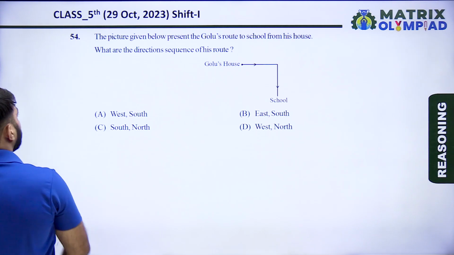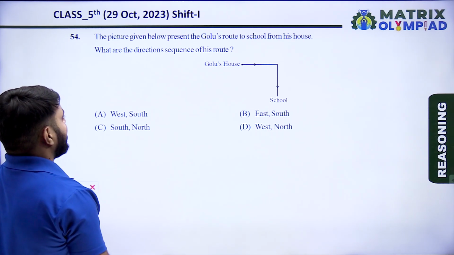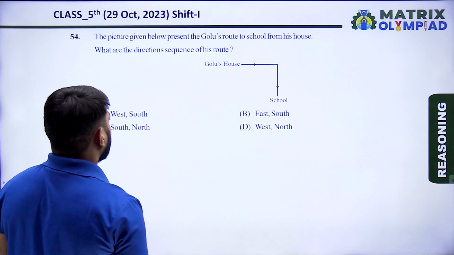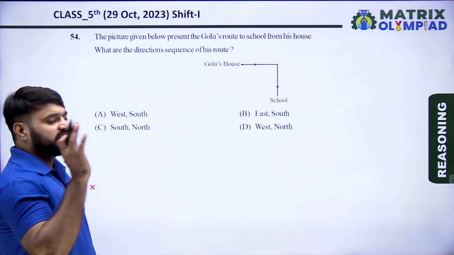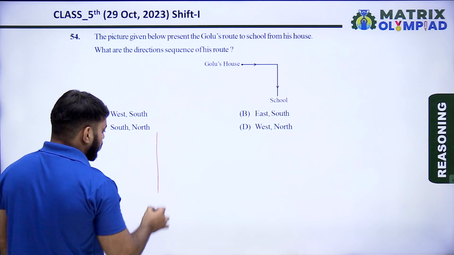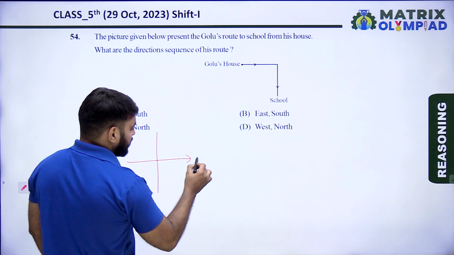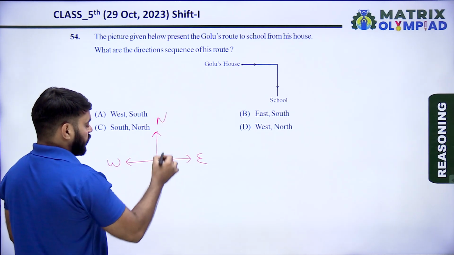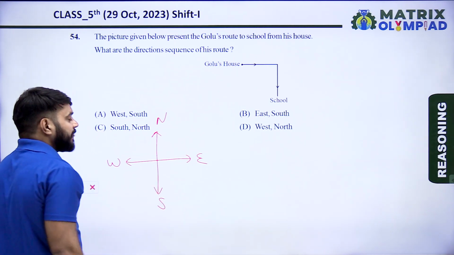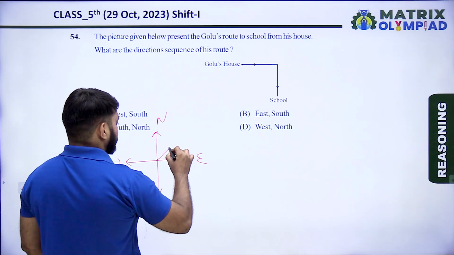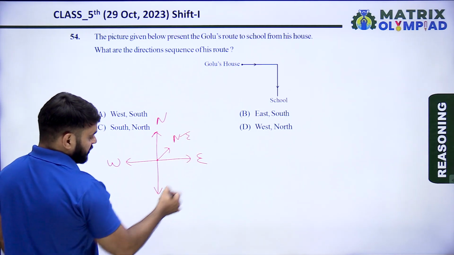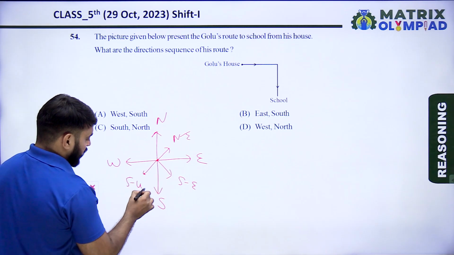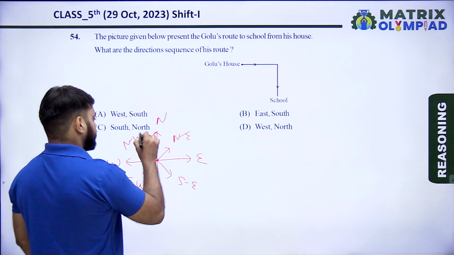So the next question is the picture given below. It presents Golu's route to school from his house. What is the direction sequence of his route? Before starting this question, we should know that there are 4 main directions. One is east, this one is west, south, north. And there are 4 cardinal directions: northeast, southeast, southwest, and this one northwest.